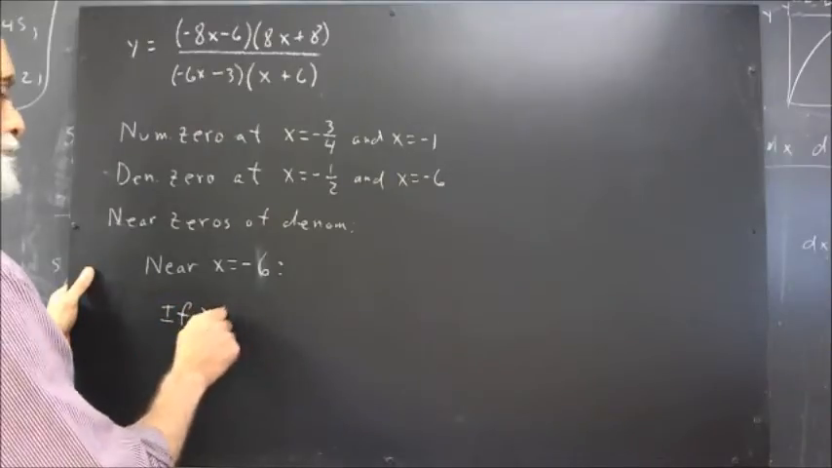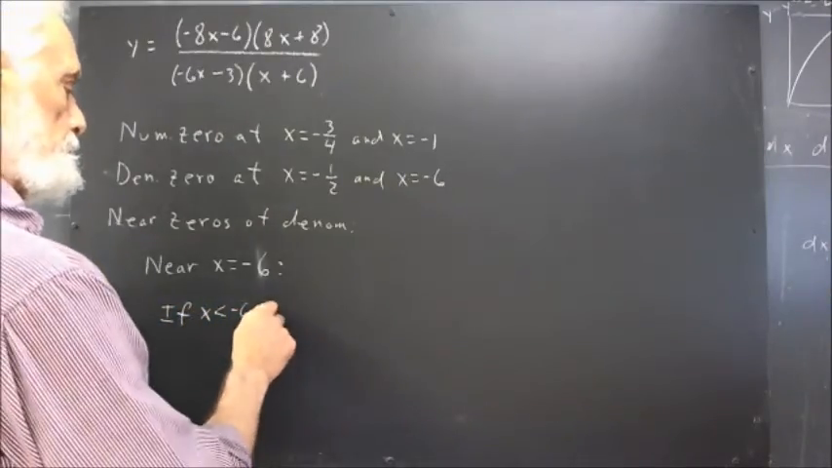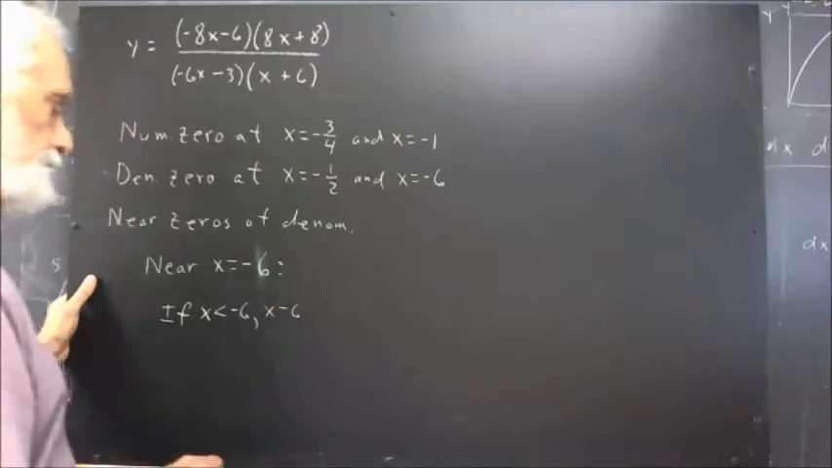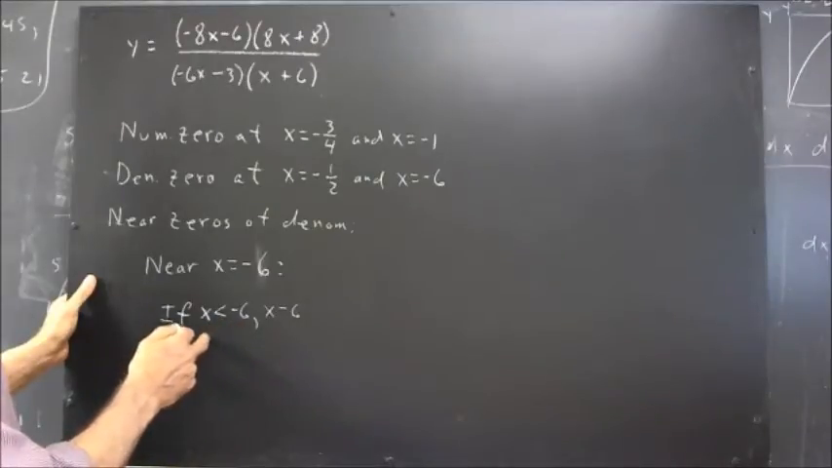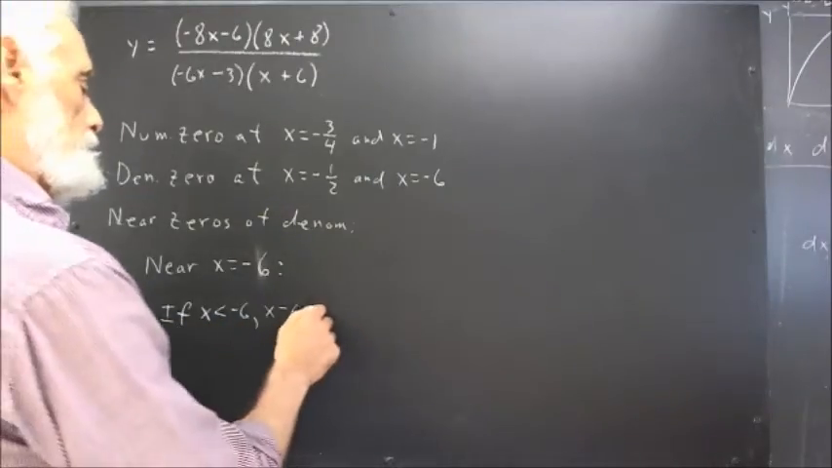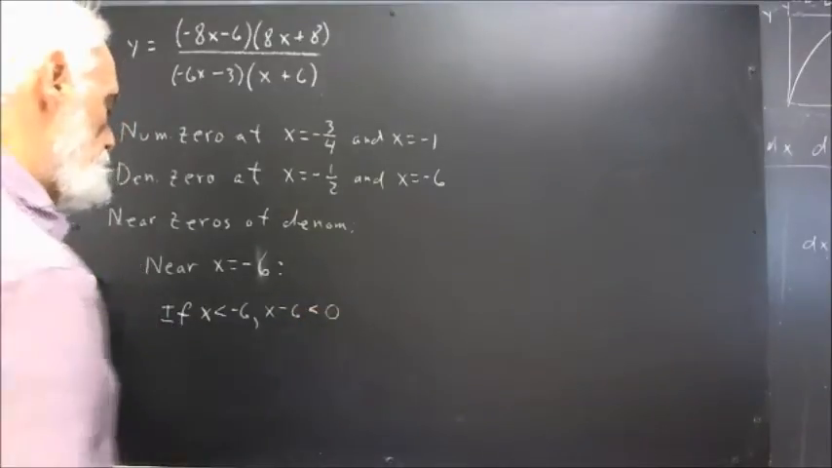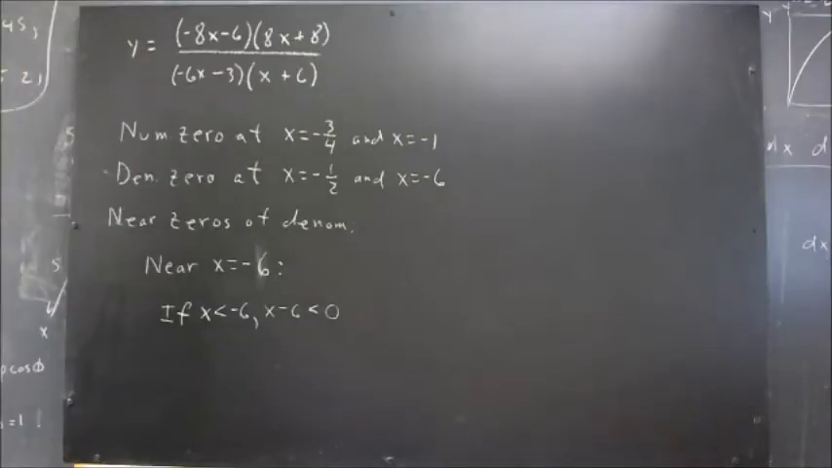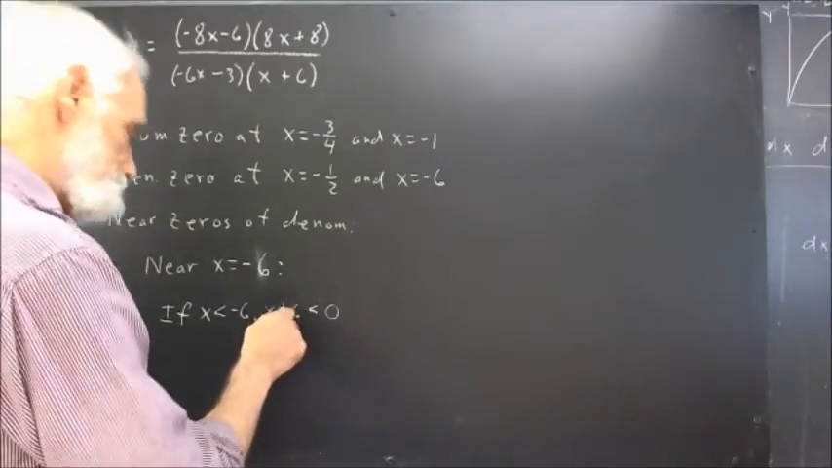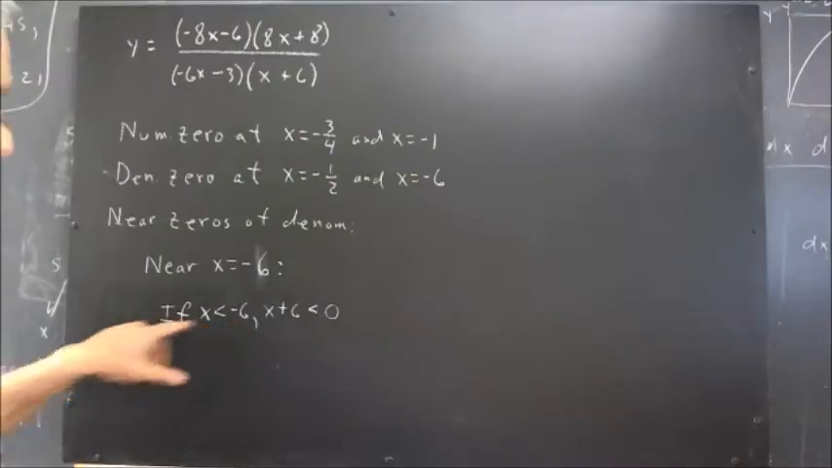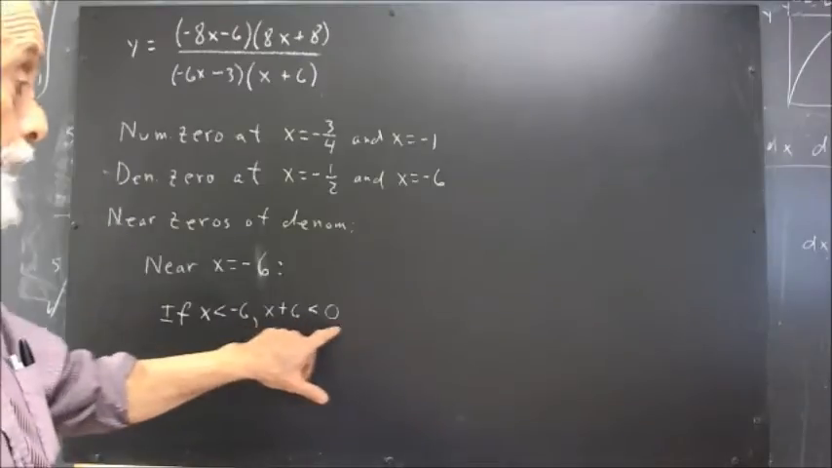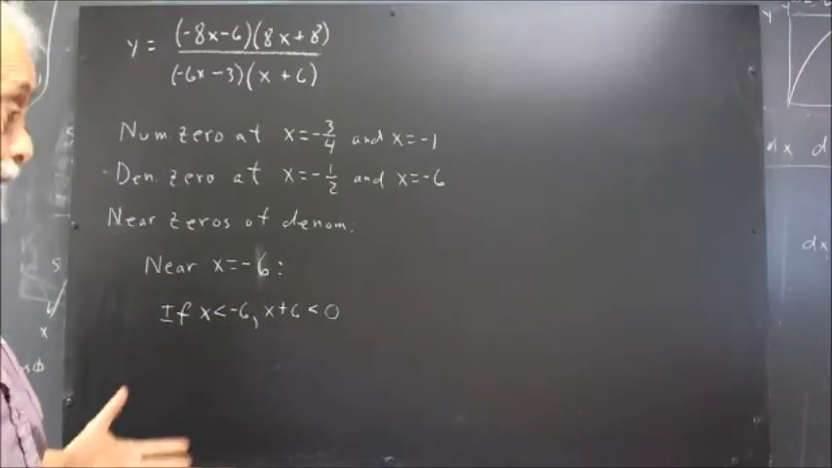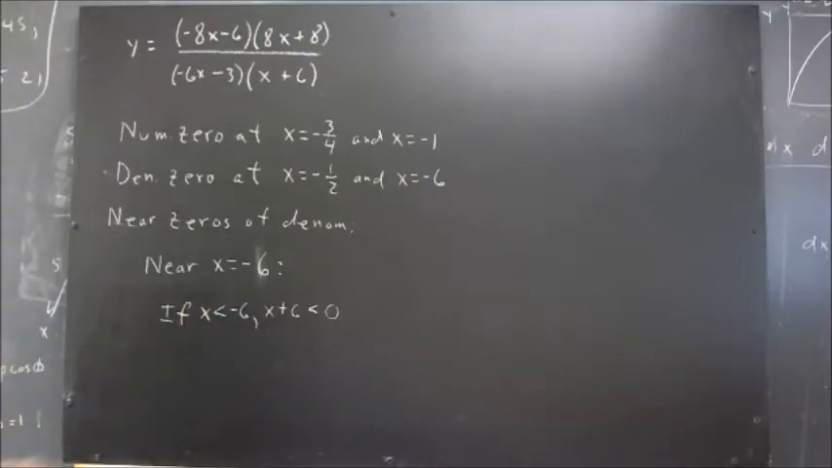Well, if x is less than negative 6, x minus 6 is going to be what? Positive or negative? Well, if x is less than negative 6, it should be clear that x minus 6 is going to be negative, okay? And x plus 6 is going to be negative. If x is less than negative 6, then when you add 6, it's not enough to get you back to 0, making x plus 6 less than 0. And there are other ways you can verify that. Convince yourself that this is the case. Make sure you understand why this is the case. Okay?